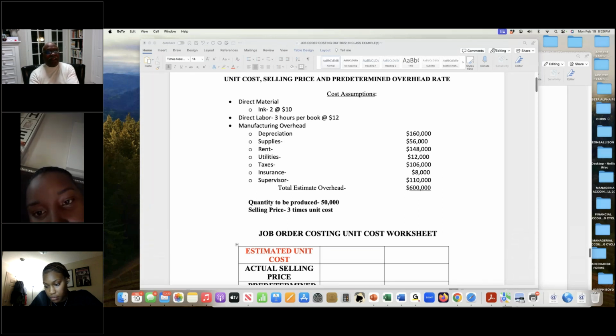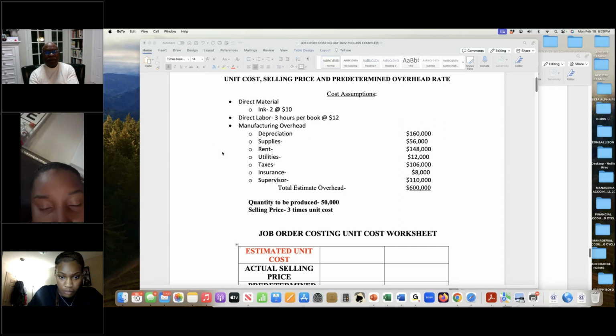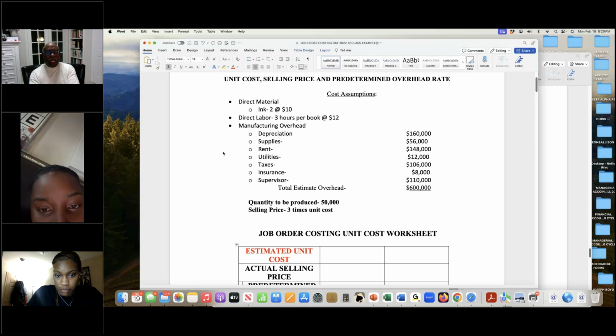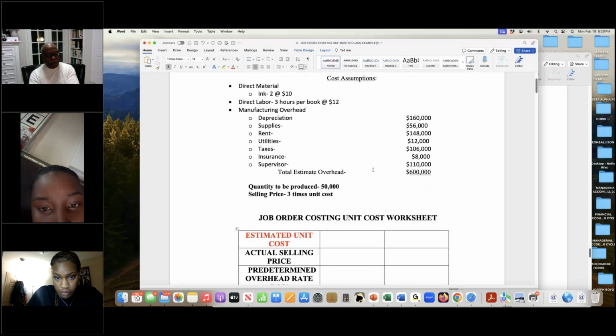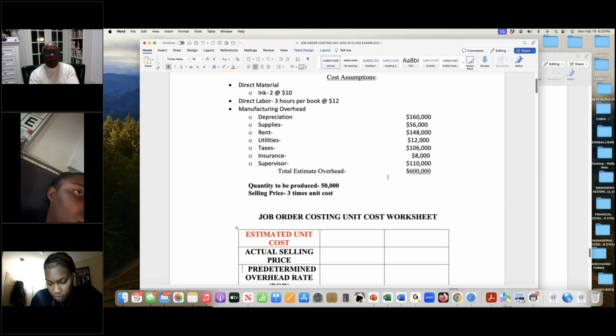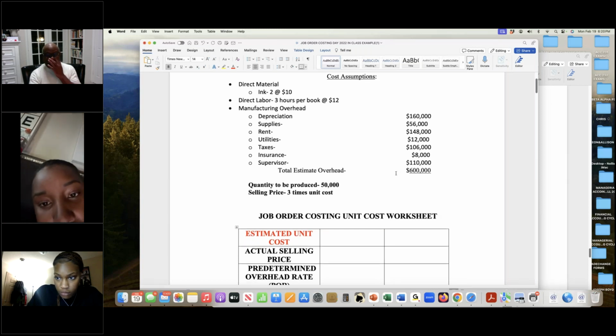Okay, so do we have it calculated? The last thing we had to find out was the POR, right? Right, predetermined overhead rate. Let's start with the unit cost. You've got your Excel spreadsheet, but sometimes it's just good to make sure you understand what you're doing. The first cost we're going to have is the raw materials.